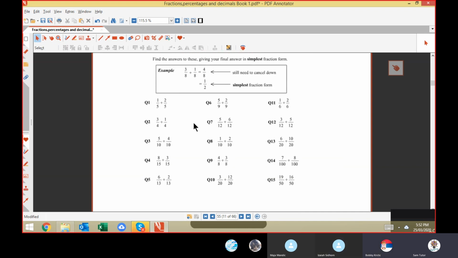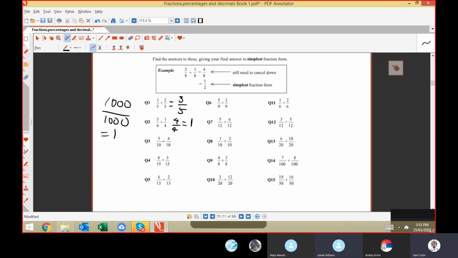Good job. So we'll do 3 of these ones here. Question 1, the answer just becomes 3 over 5. Question 2 becomes 4 over 4. What does 4 over 4 become? 2 over 2. Yes, 1 whole. 4 over 4 becomes 2 over 2, which is also a whole. Any number divided by itself is 1. What's 1,000 divided by 1,000? 1 whole. Still 1 whole.